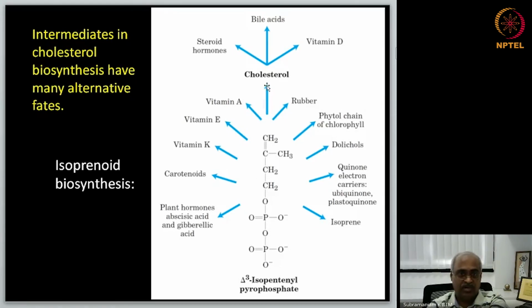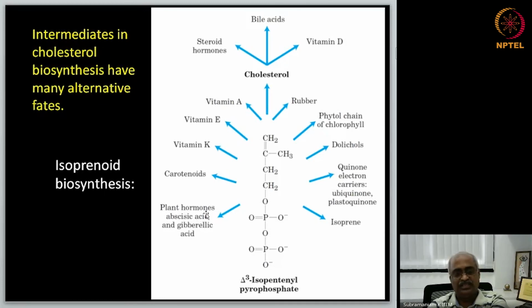Rubber and cholesterol itself. Then we learned from cholesterol steroids, bile acids, and vitamin D. So this we have already learned. Then vitamin A, that again has a long chain. Vitamin E, related to dolichols, is an antioxidant on the membrane. Vitamin K is involved in blood clotting. Carotenoids, we saw, are the accessory pigments in chloroplasts in the light harvesting antenna. Then these we haven't heard of, abscisic acid and gibberellic acid. These are plant growth hormones.